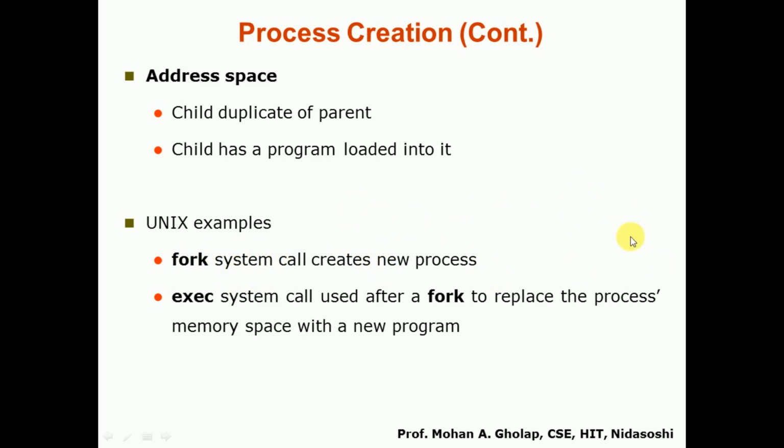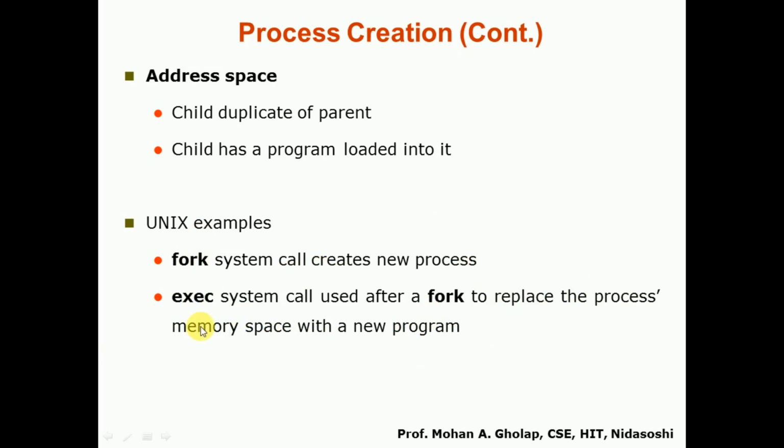Merely creating a new process is not sufficient. That child process should be given a task to be done. In other words, the parent should tell that child to execute a particular program. For that, in Unix we have one more system call, the exec system call. This exec system call is used after a fork to replace the process's memory space with a new program. Whenever a new child process is created, it will be running, but it will be executing the part of the parent process only.